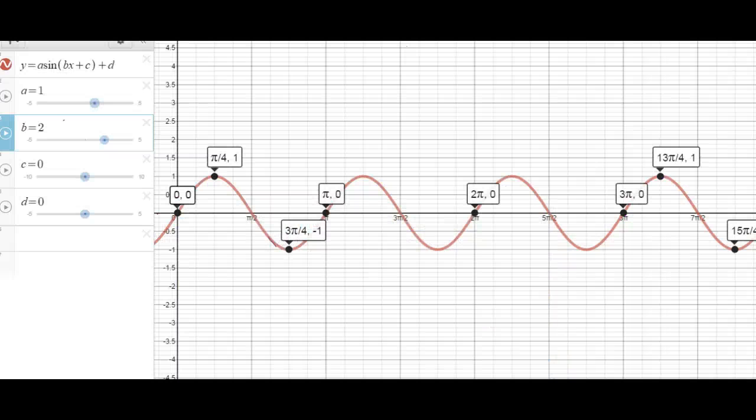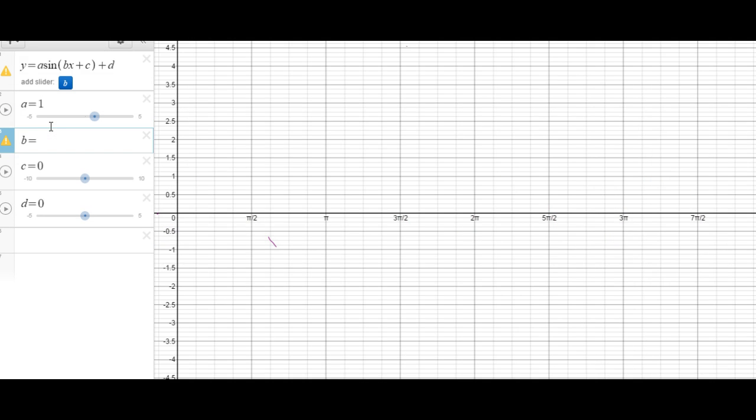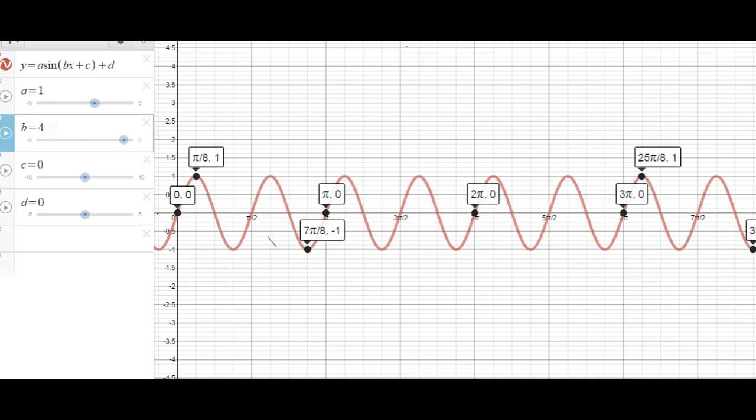Right? So we go back here. B is 2. The period is 2 pi divided by 2, or pi. So what if I change B to 4? Then what would the period be? Yeah, 2 pi divided by 4, or pi divided by 2, half pi. Okay, so here, half pi, right?